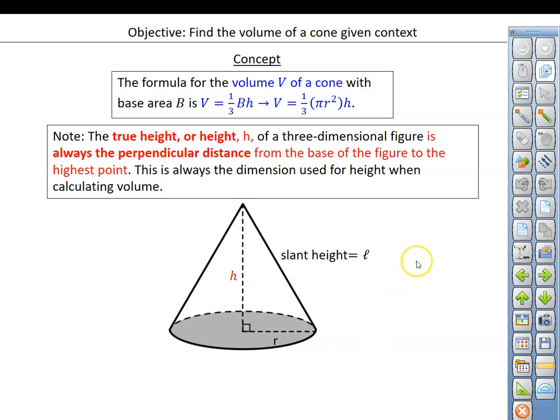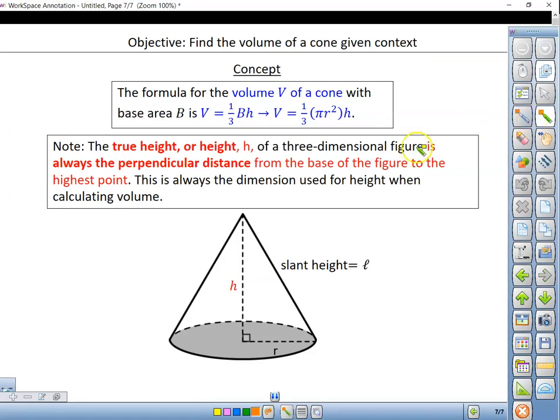Hello there. This is Miss Page, and this lesson is going to be on finding the volume of a cone, or solving problems involving the volume of a cone. So our formula for calculating volume of a cone is actually similar, the same structure as our formula for finding the volume of a pyramid, which we spoke about in the previous lesson.